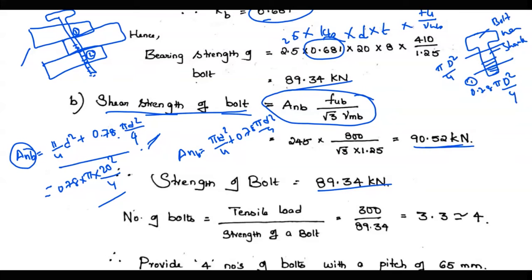But what happens if both shear planes are within the thread? Then A and B is equal to 2 times 0.78 pi d square by 4. What happens if the threading is not in the shear planes, both the shear planes? Then A and B will be equal to 2 into pi d square by 4.